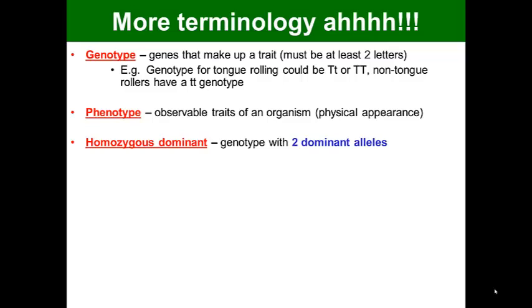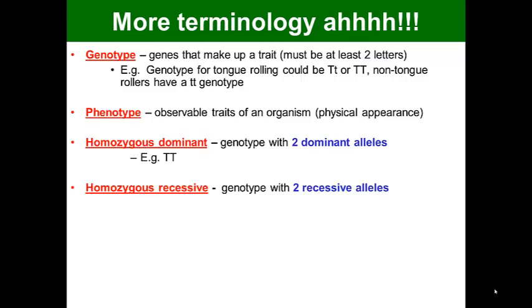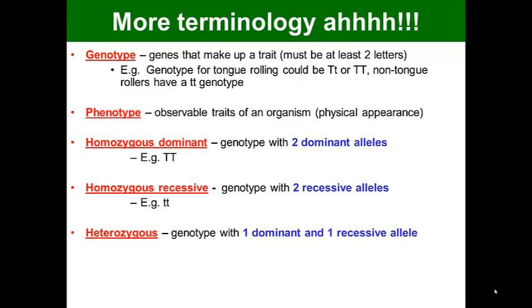If you're homozygous dominant, your genotype has 2 dominant alleles, so you're big T, big T for tongue rolling. A homozygous recessive means that you have 2 recessive alleles, so you're little t, little t, or a non-tongue roller. If you're heterozygous, you have 1 dominant and 1 recessive allele. So in the case of tongue rolling, it's big T, little t, and you can still roll your tongue. That's your phenotype. This individual is a carrier of the recessive allele.